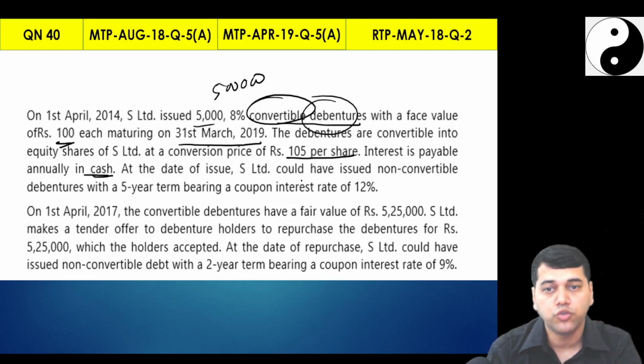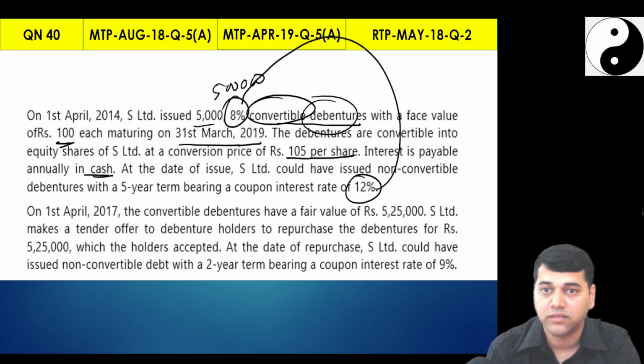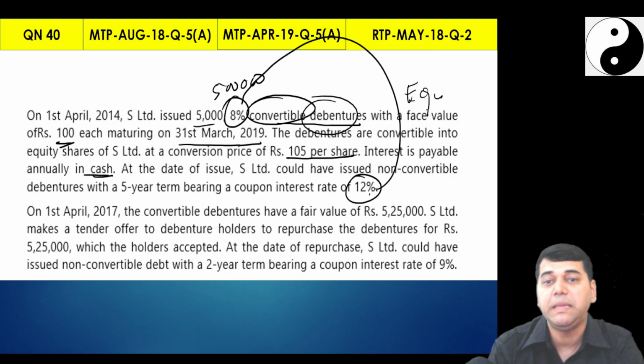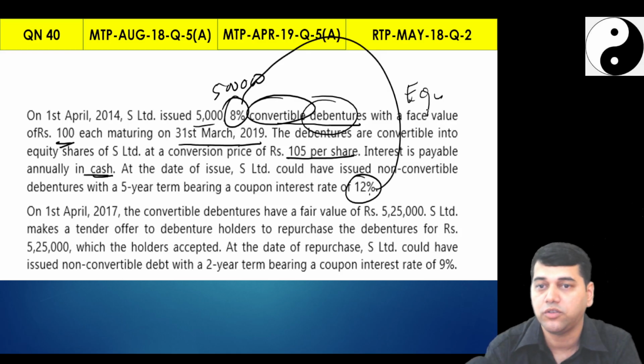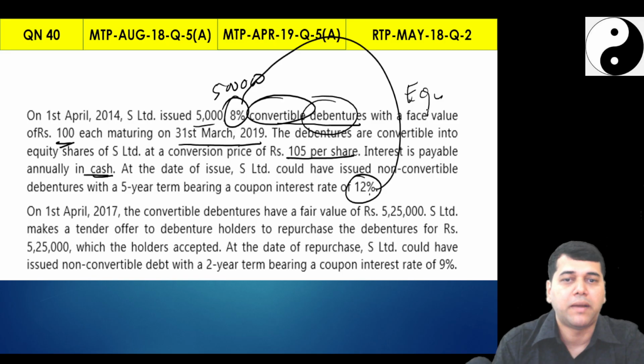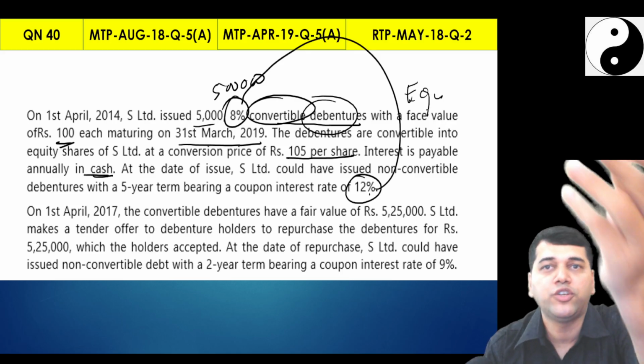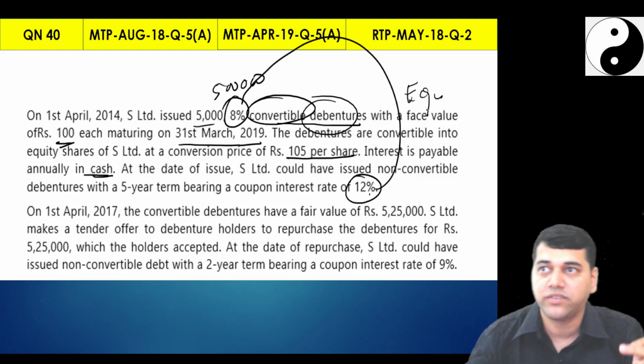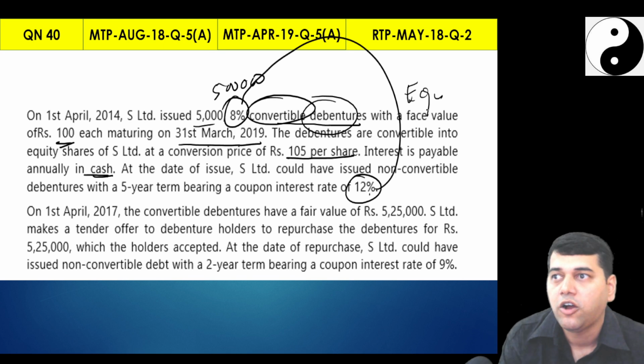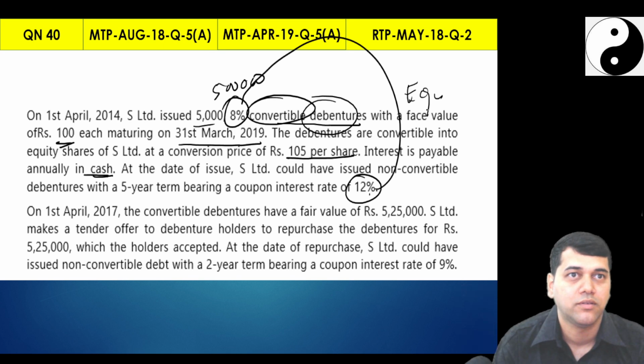At the date of issue, S could have issued non-convertible debenture with a coupon of 12%. That is that off market here. The difference between 12 and 8 is nothing but your equity component. The premium, what they paid you for getting this conversion option. Now, who is having the option here? Question is silent, but since you understand the market rate was 12 and you have issued it at 8, that itself means that option must be in the hand of holder.